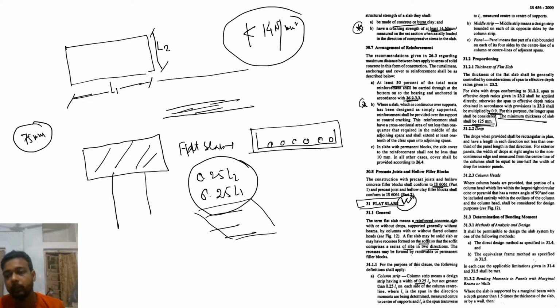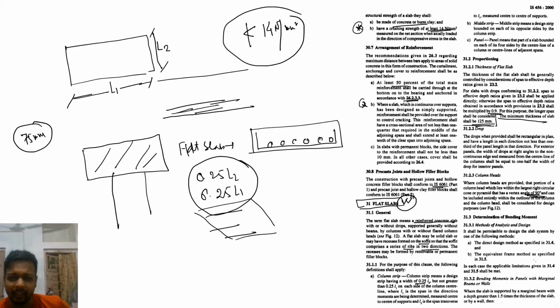The drops, when provided, shall be rectangular in plan and have length in each direction not less than 1/3 of the panel. Okay. Column head. When column heads are provided, the portion of a column head which lies within the largest right circular cone or pyramid, with vertex angle of 90 degrees, that can be included entirely within the outline of the column and the column head, shall be considered for design. The vertex angle should be 90 degrees. This is another important thing.